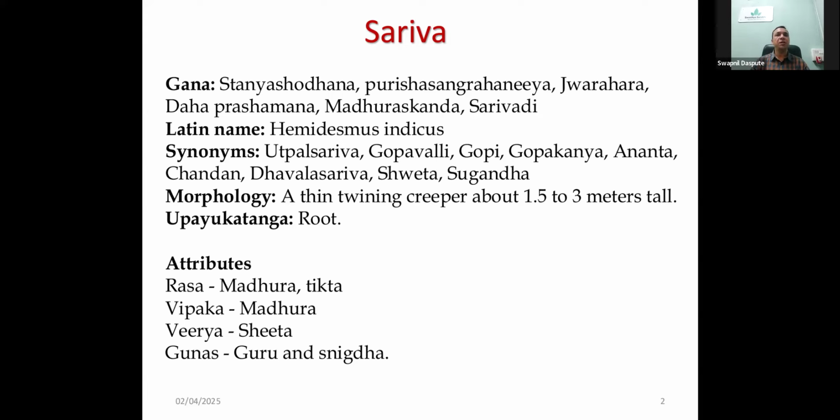Morphology wise, it is a thin twining creeper about 1.5 to 3 meters tall. So even if it is a creeper, it may not grow very long. It would have a limited reach because its root will have a particular strength and limit to which it can grow. Upyuktanga, the medicinal part which is used is root. Attributes wise, rasa is madhura tikta, vipaka is madhura, virya is shita, gunas, guru and snigdha.